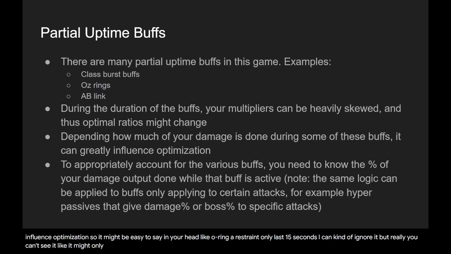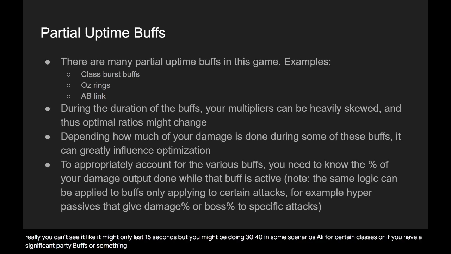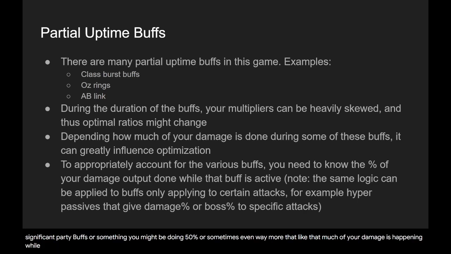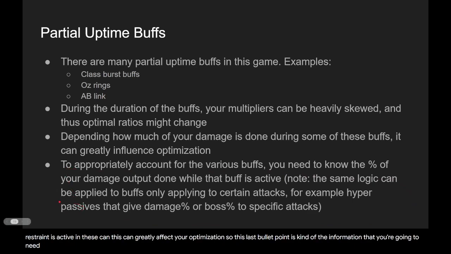Like it might only last 15 seconds, but you might be doing 30, 40 in some scenarios, especially for certain classes, or if you have significant party buffs or something, you might be doing 50% or sometimes even way more of your damage while Ring of Restraint is active, and this can greatly affect your optimization. So this last bullet point is the information that you're going to need to know in order to properly do this, and it is some work. So I'm just warning you ahead of time.